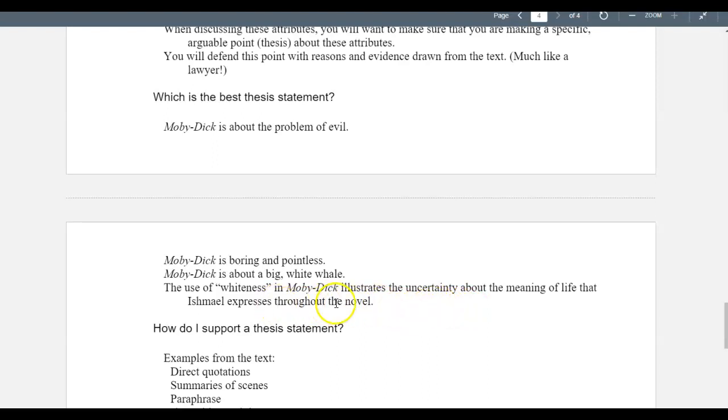This gives you a point to look at. You're focusing on just whiteness, one key symbol throughout the novel. You're focusing on that symbol as talking about the uncertainty of the meaning of life. And you're focusing upon how Ishmael expresses that idea. So it's much more constrained. It is more restricted. It gives a focus so that this can be developed. And that's what you want to do with a thesis.